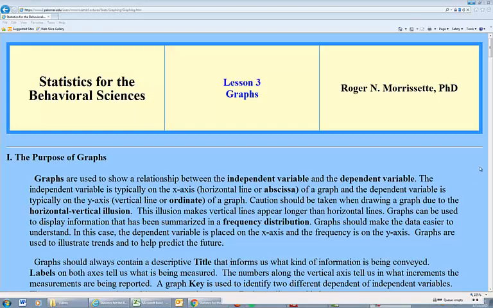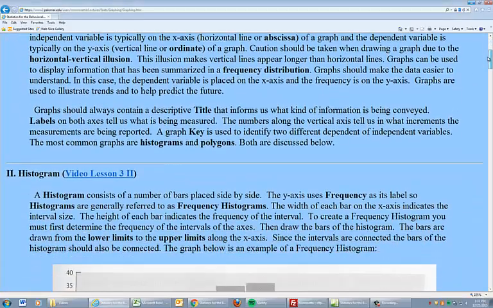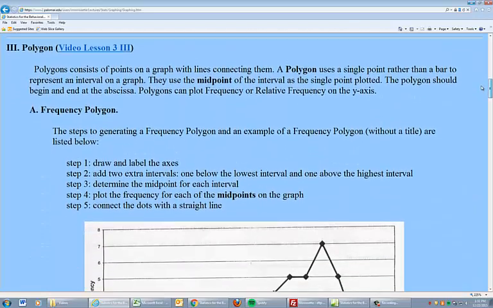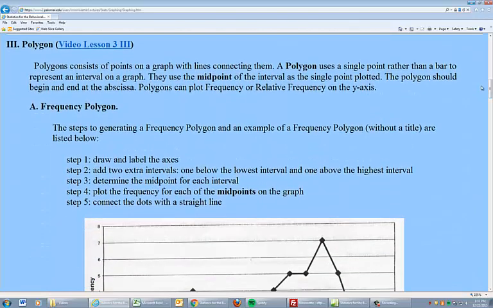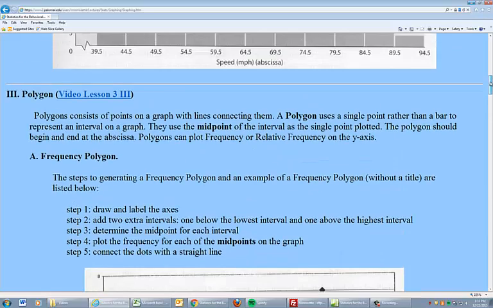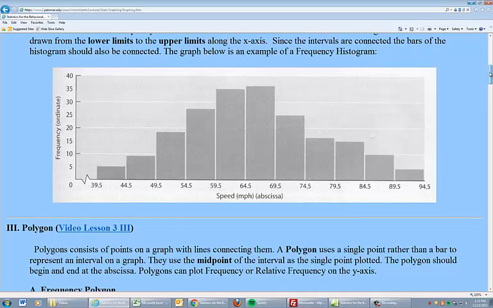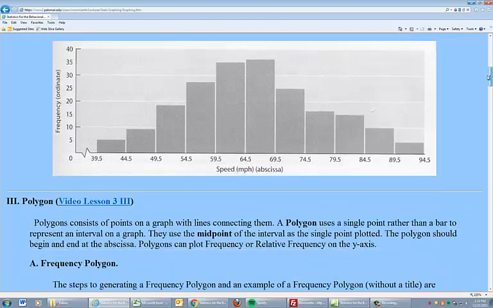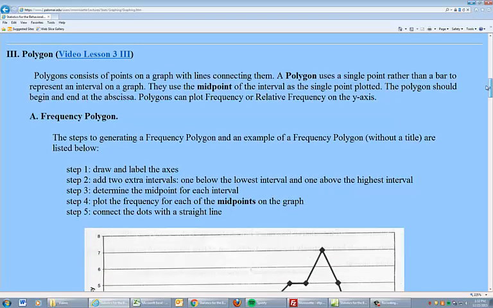The second type of graph we're going to talk about is a polygon. Let's scroll down here to polygon. Let's look at the picture. As you notice, polygons are pointy. They look like Rocky Mountains or something like that, as opposed to the city skyline. So that's the first main difference between a histogram and a polygon.